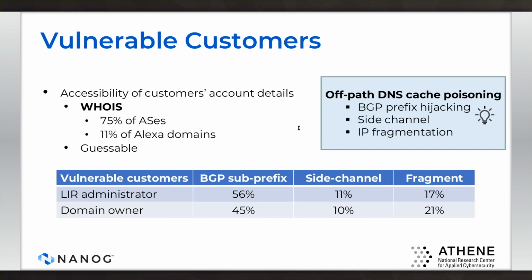Even if we can't find the information in WHOIS, we can still guess the account sometimes. For example, some use classical emails such as admin@company or webmaster@company. The other property a vulnerable customer needs to fulfill is that the name server configuration of the email domain meets the requirements of specific DNS cache poisoning methods. We find that around 50% of the customers are vulnerable to BGP subprefix hijacking, around 10% are vulnerable to side channel, and around 20% are vulnerable to IP fragmentation.